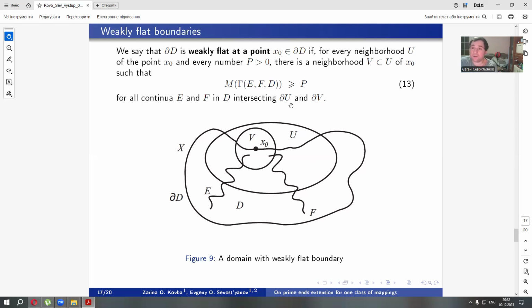This definition is geometric and means that the domain D is a domain without cuts formed at the point x naught. So this cannot be, for example, a disk with a cut. A disk with a cut is not a domain with a weakly flat boundary.